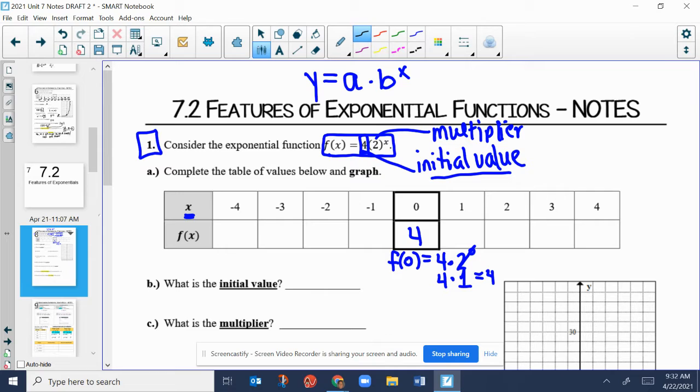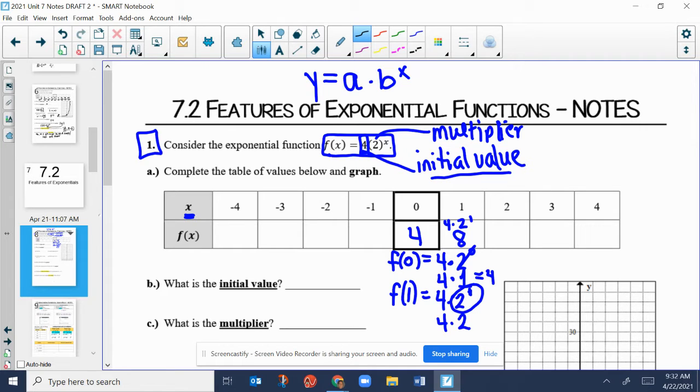Now let's put a 1 in. What would be 4 times 2 to the first power? In other words, f of 1. 4 times 2 to the first power. Well, you have to do the exponent first and then multiply. Anything to the first power is just itself, so you're just doing 4 times 2, and that is 8.